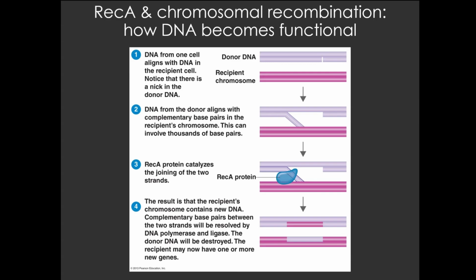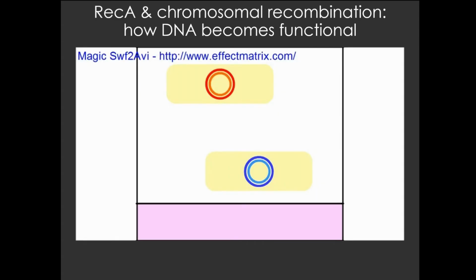And as with many things in genetics, I think this is easier seen when you actually watch it happening. So I'd like you to watch this process occurring and see how REC-A can enable a piece of DNA to become useful, functional in the recombinant recipient cell. So we have two cells here. The one at the top is a donor cell. The one at the bottom is going to be our recipient.